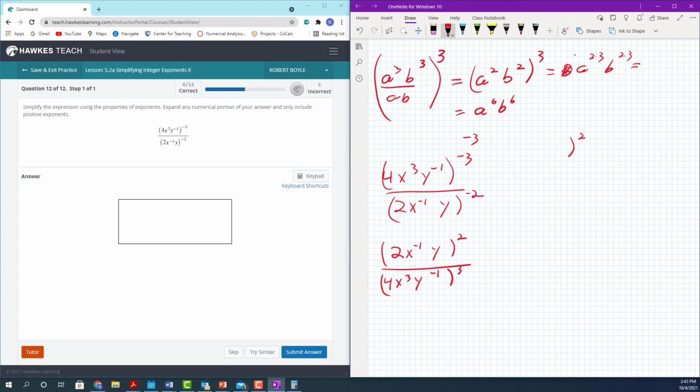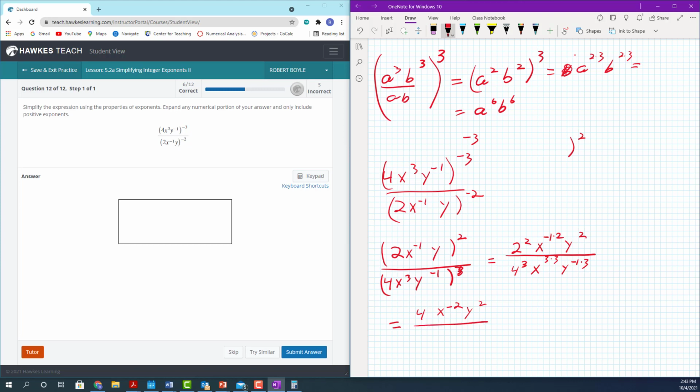Now we can use our power rules. Using the power rule in our numerator, we will have 2 squared times x to the minus 1 times 2 times y squared. And then using the power rule in the denominator, I will have 4 cubed times x to the 3 times 3 times y to the negative 1 times 3. And then that will be equal to, well, 2 squared is 4. X to the negative 1 times 2 is just x to the negative 2. And we have y squared.